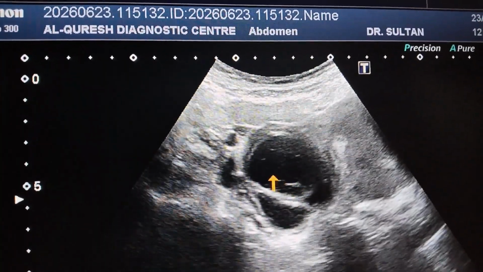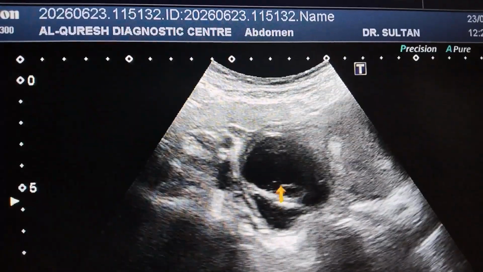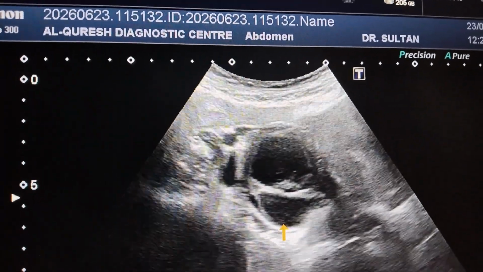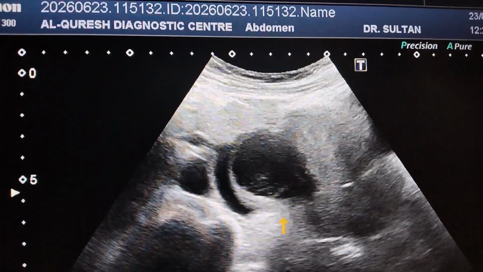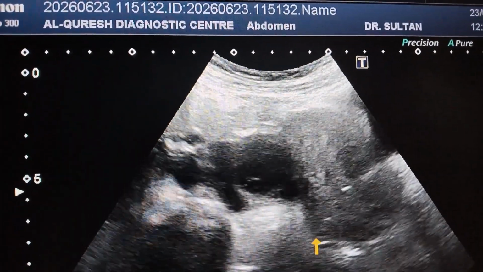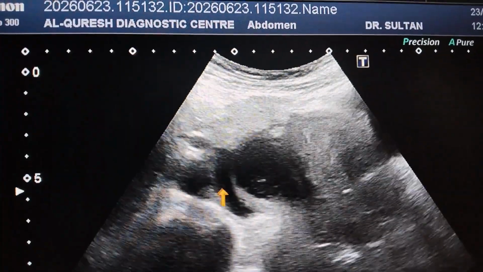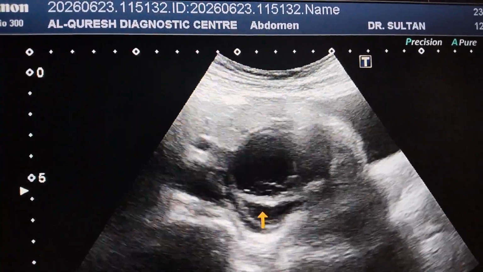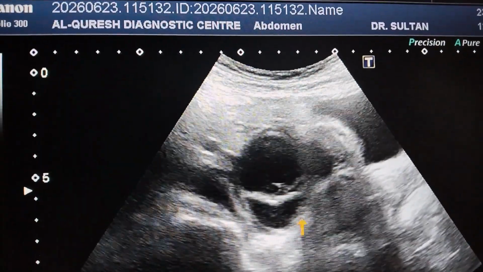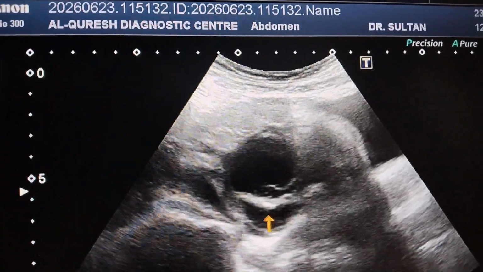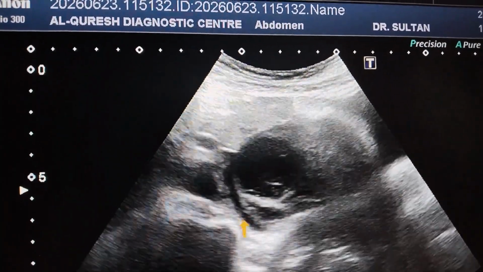Here we can appreciate the cyst, and posterior to the cyst is the free fluid. This is the posterior cul-de-sac region, and this area is the anterior cul-de-sac region. So this fluid is present in the posterior, and less likely, but also at the anterior cul-de-sac.